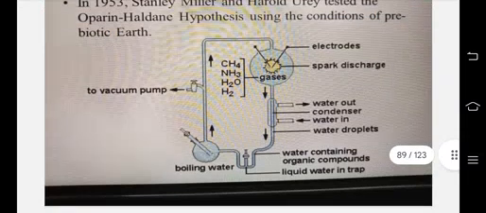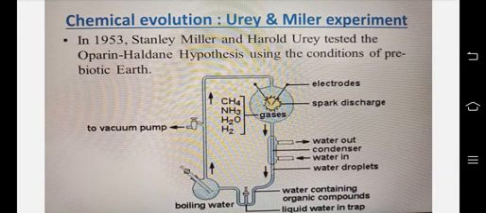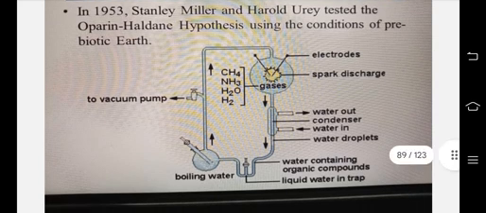Chemical evolution, the Urey and Miller experiment. In 1953, Stanley Miller and Harold Urey tested the Oparin-Haldane hypothesis using the conditions of prebiotic Earth. Electrodes spark discharge gases: methane, NH3, H2, and water vapor. Water out, condenser, water droplets, water containing organic compounds, liquid water in trap, boiling water.